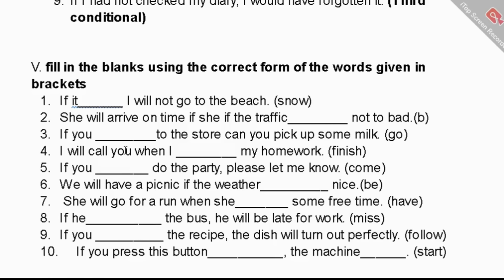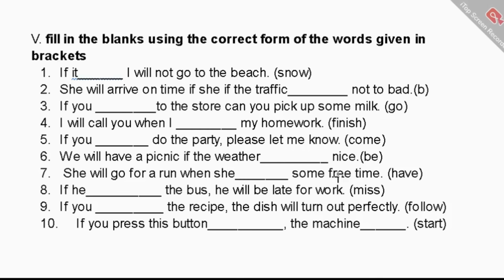Now here we have the last bit, the fifth bit. Fill in the blanks using the correct form of the words given in brackets. The first one: if it dash, I will not go to the beach. Snow. It is first conditional because here we have the if clause and we have will plus go, which is will plus V1, so it must be first conditional, so it should be snows. We just need to add s to it and write snows here: if it snows.